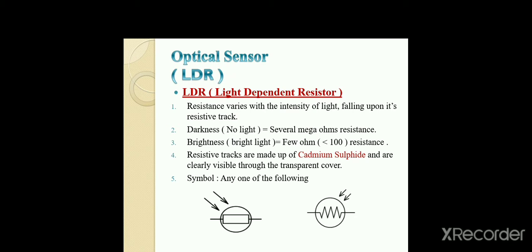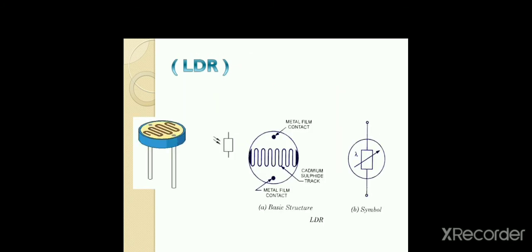For this process, the LDR has resistive tracks on its surface, and they are made of cadmium sulfide material. The tracks are clearly visible through a transparent cover. The symbol of the LDR is given in the diagrams below. We can use any one of them.